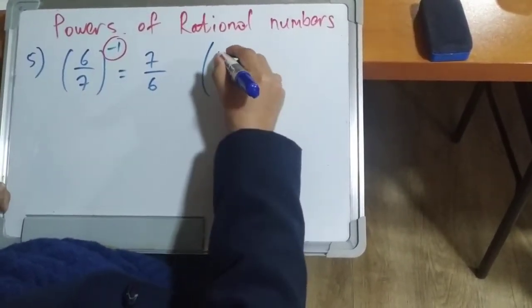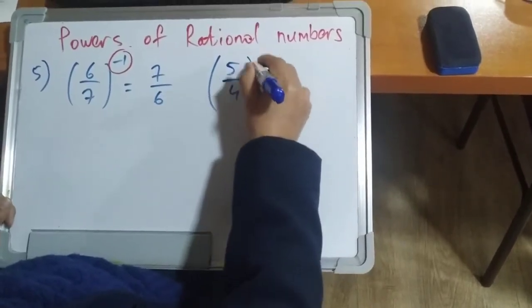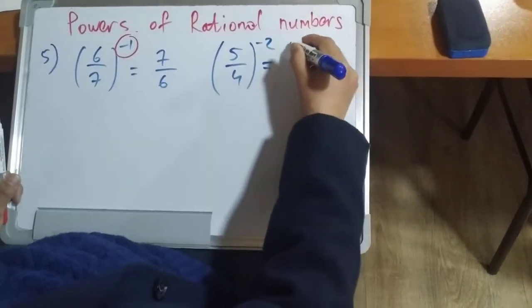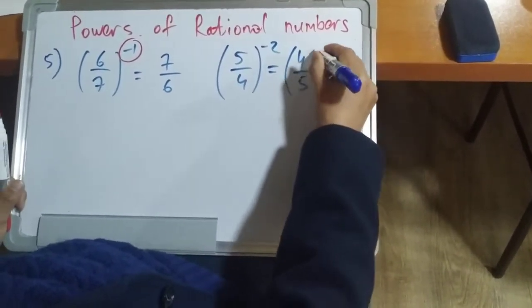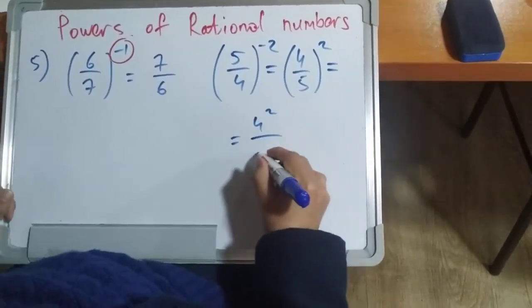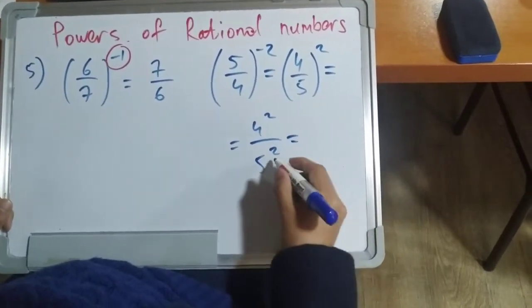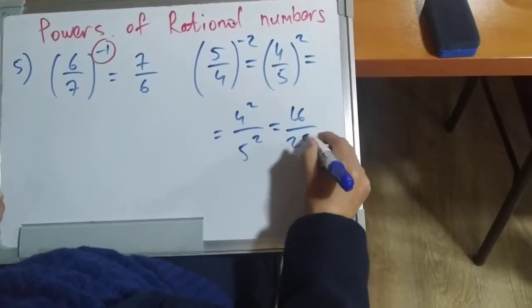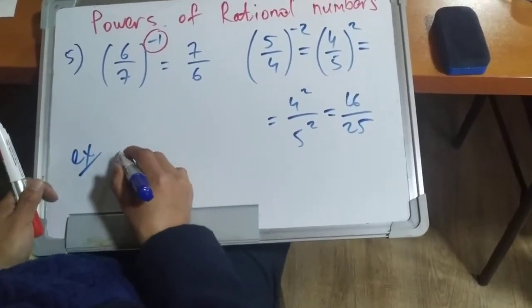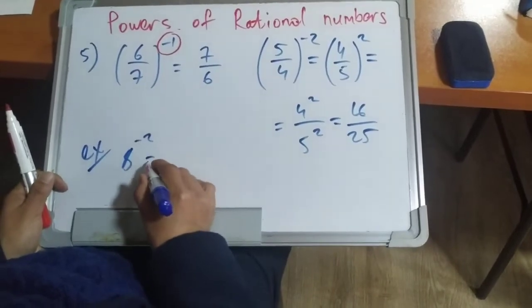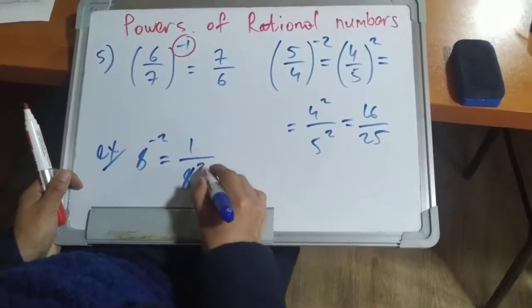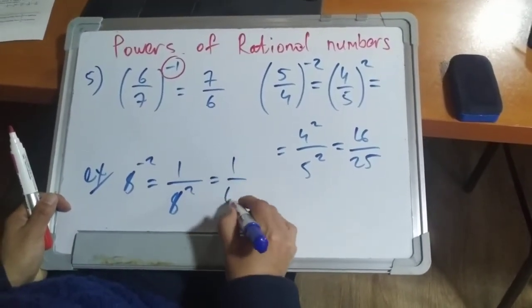Or another example, (5/4) to the power of -2. We swap the numerator and denominator: (4/5) to the power of 2 equals 4 squared over 5 squared, which is 16/25. Or another one, let's write 8 to the power of -2, equal to 1 over 8 to the power of 2, which is 1/64.